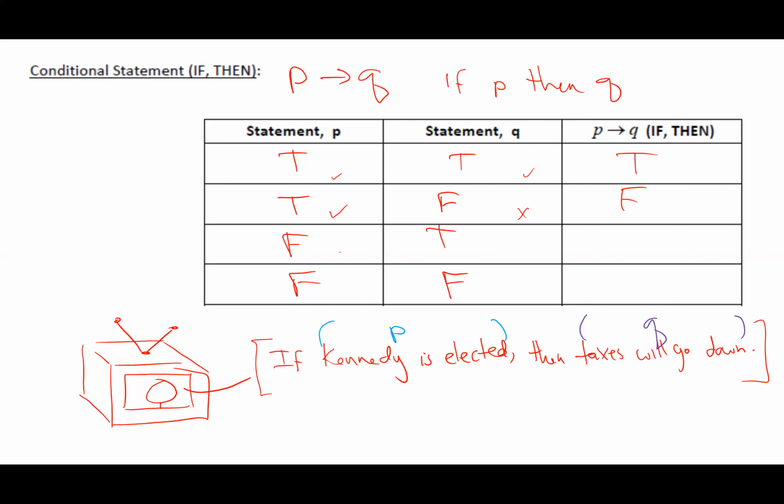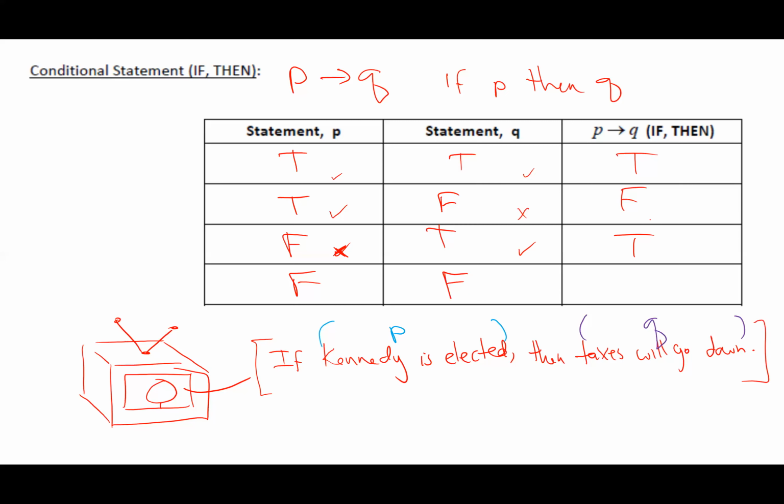Now, let's suppose that Kennedy wasn't elected, right? Somebody else was elected, but taxes went down. Has the person from the TV lied to us? Actually, they didn't. They didn't lie to us. They just said something that's inconclusive. Kennedy wasn't elected, so just because taxes went down, okay, great. But what we were saying was that Kennedy was going to lower taxes. Did the other person end up lowering taxes? Sure, but that doesn't tell us anything about Kennedy.